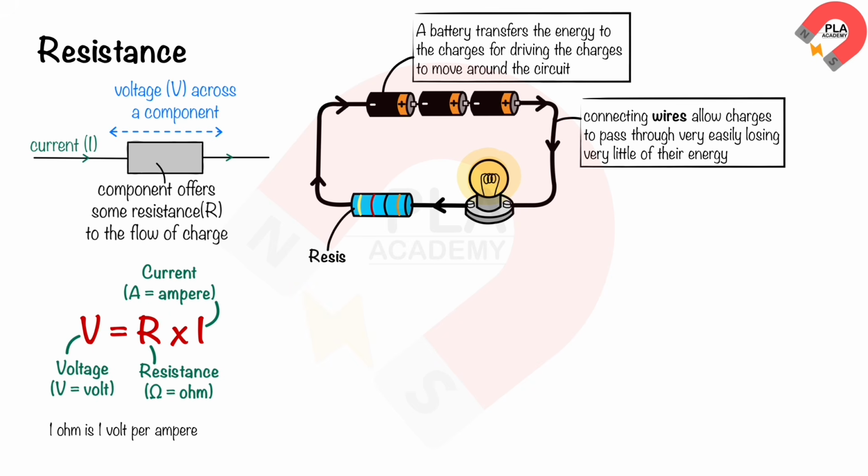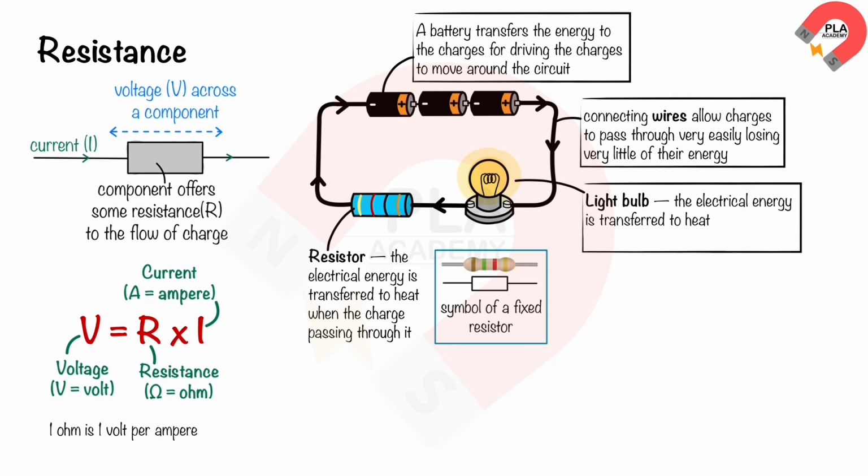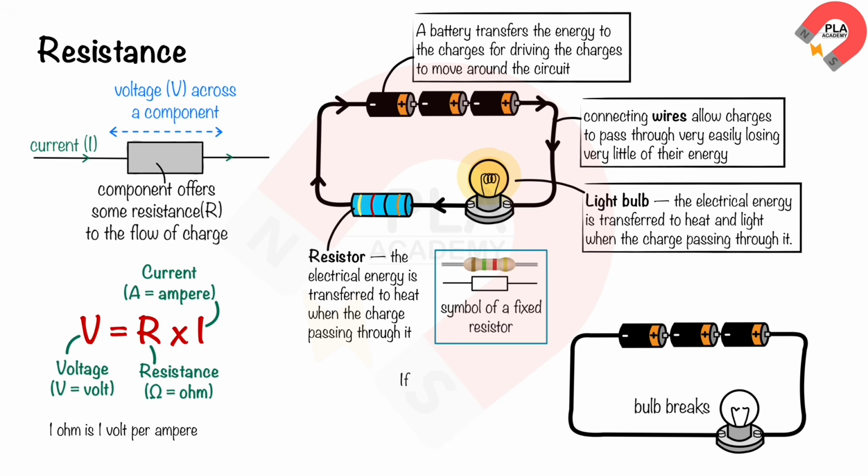For example, in a fixed resistor, the electrical energy is transferred to heat when the charge passes through it. This symbol is a fixed resistor. In a light bulb, the electrical energy is transferred to heat and light when the charge passes through it. If the circuit has no resistor, the current is too high and the bulb breaks.